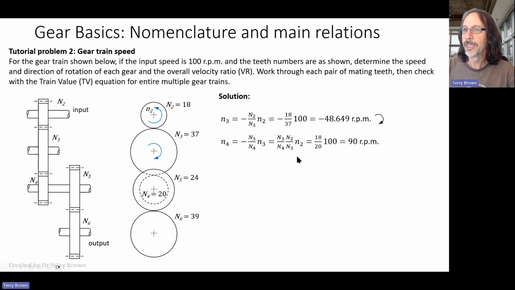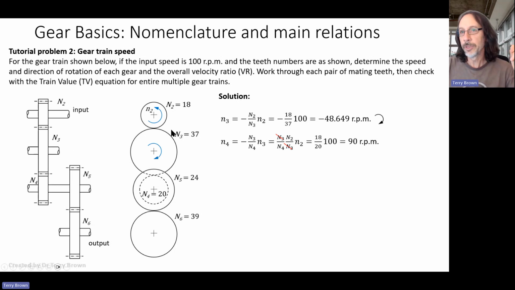So this is an important point here. This gear number 3 is an idler gear. So it has no effect on the velocity ratio between N2 and N4. So we could have made N3 any size we like. In this problem, N4 is 20, and N2 is 18. So that's where the 18 over 20 comes from, because the N3s cancel out.